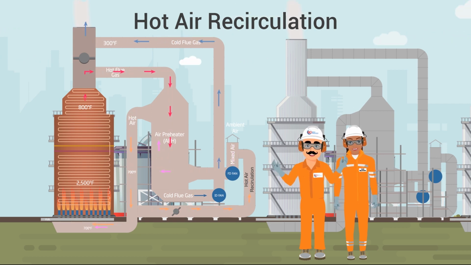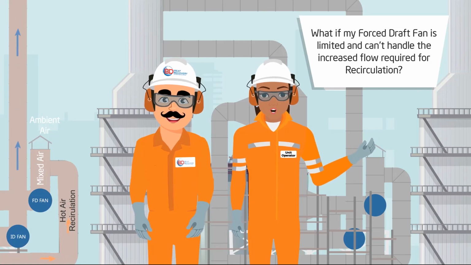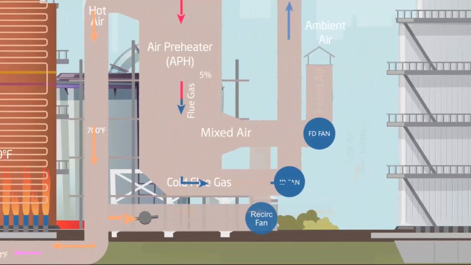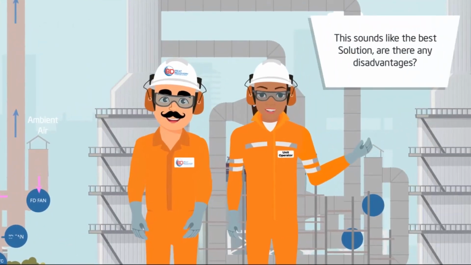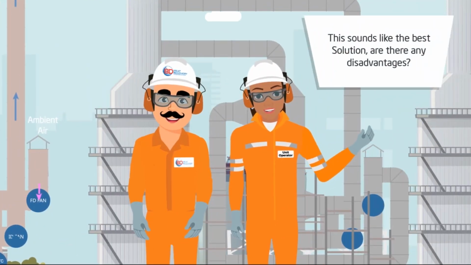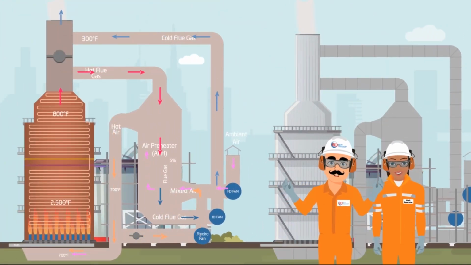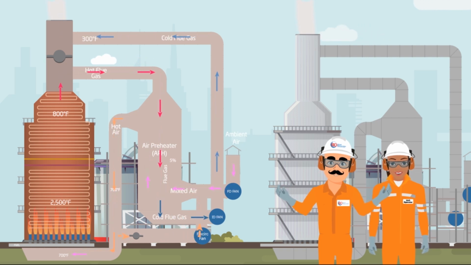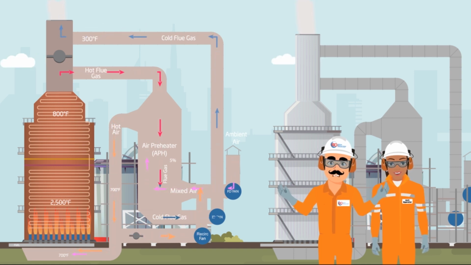What if my forced draft fan is limited and can't handle the increased flow required for recirculation? A recirculation fan can be added. In this case, the hot air is ducted to the fan outlet, avoiding any increase in the FD fan flow. This sounds like the best solution. Are there any disadvantages? Due to the higher airflow passing through the APH, a slightly larger unit is required. Normally, 5% or less increased heating surface will accommodate most situations.